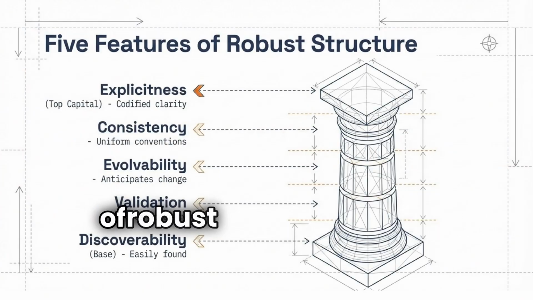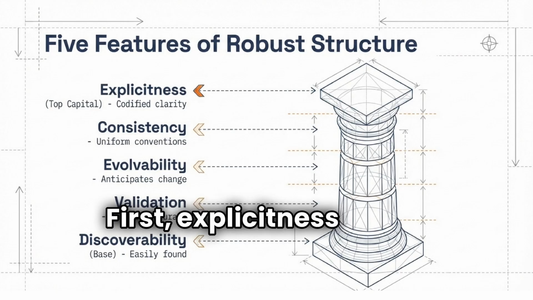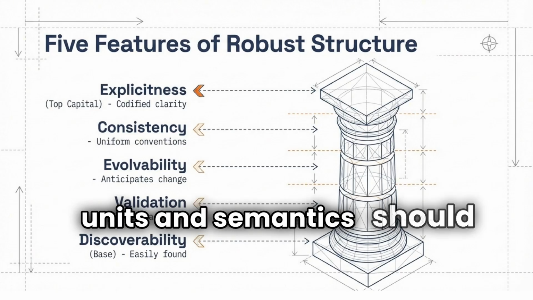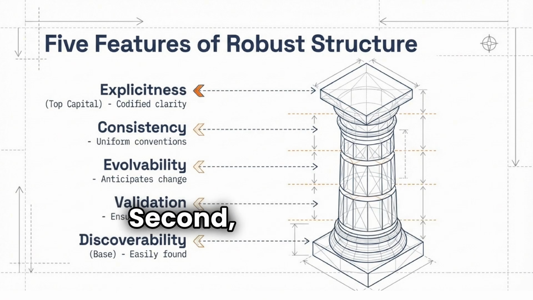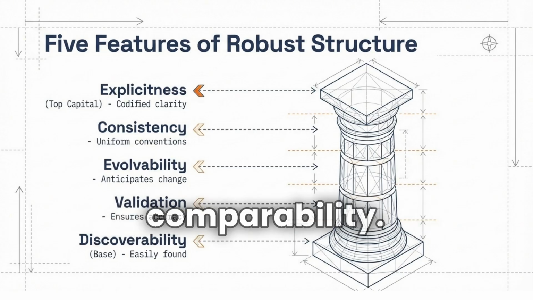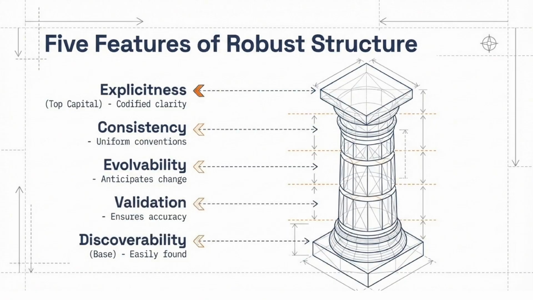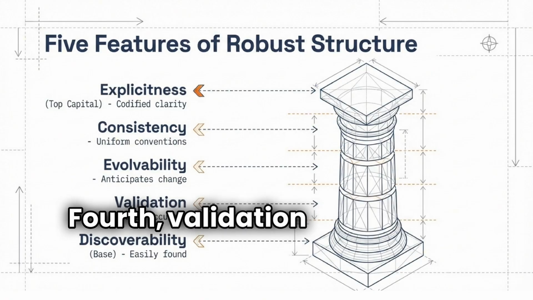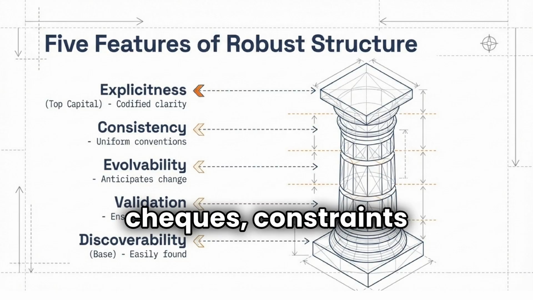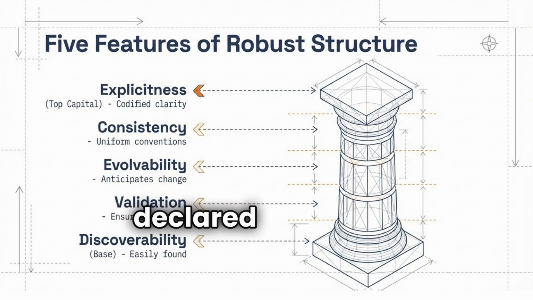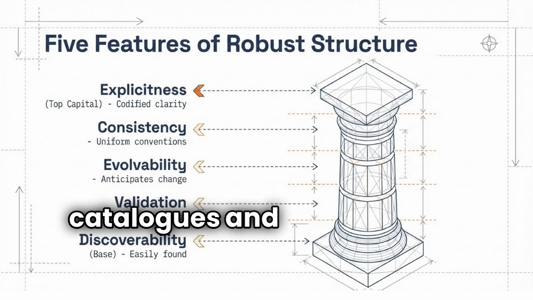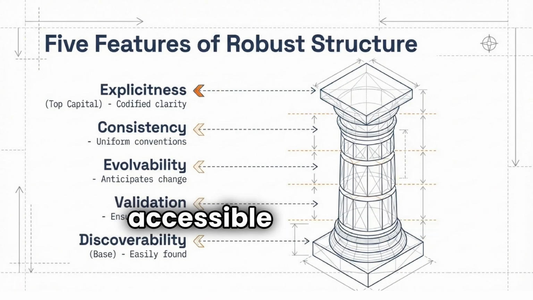What are the key features of robust data structure? First, explicitness. Types, units, and semantics should be encoded and documented. Second, consistency. Conventions should be applied uniformly across datasets to preserve comparability. Third, evolvability. The structure should support schema evolution through versioning, backward compatibility, or tolerant parsers. Fourth, validation. Automated checks, constraints, and tests ensure that data conforms to its declared structure. Fifth, discoverability. Schema registries, catalogs, and clear naming conventions make structure accessible to teams.